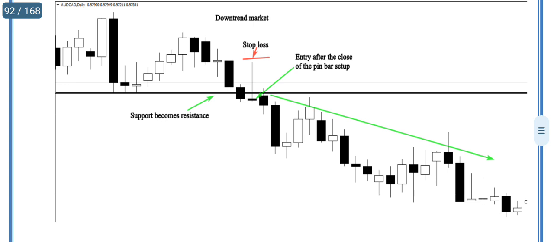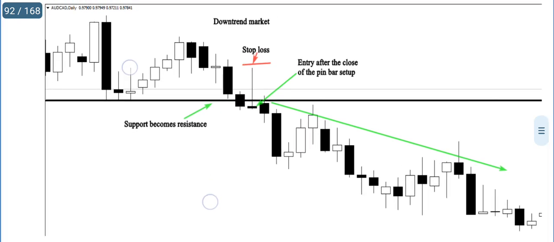But a question comes: how can I get such entry points? Of course, you have to first determine or identify the trend of the market, whether the market is in an uptrend or a downtrend. You also have to first find the levels, or spot the levels. Such levels may be the resistance and the support levels.